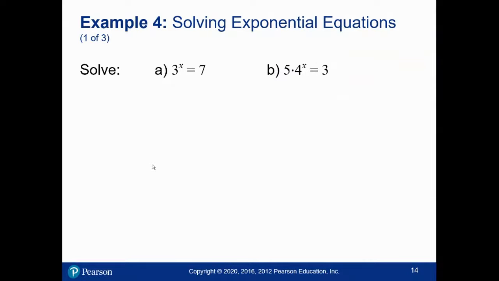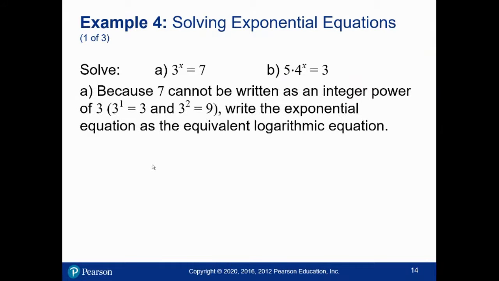So hopefully we tried these. So let's take a look at the first. 7 can't be an integer power of 3, so I'm not going to be able to do this using the same tricks we've used before. 3 to the first is too small, 3 squared is too big. So what we have to do is convert it into a logarithmic expression. X is log base 3 of 7. That's just converting the exponential into a logarithm.